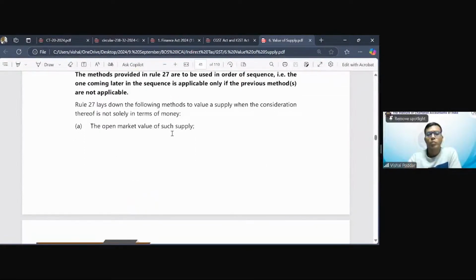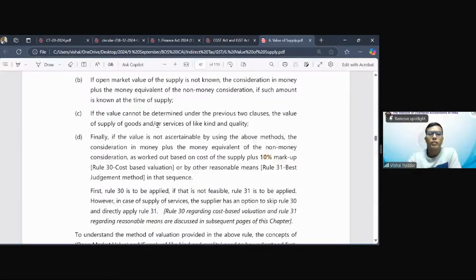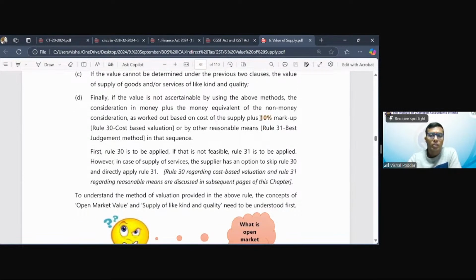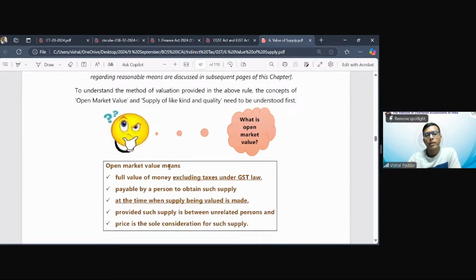Now, for all this, what is the value? The value is first take open market. If not open market, find out the money value. If not, find out value of like kind. And if not, go to rule 30 and go to rule 31. What are they? We will understand. But let me take you one by one to this by going to the definitions. First is the definition of open market value. Now, what is open market value? This word will come everywhere. So we'll first understand what is open market value.